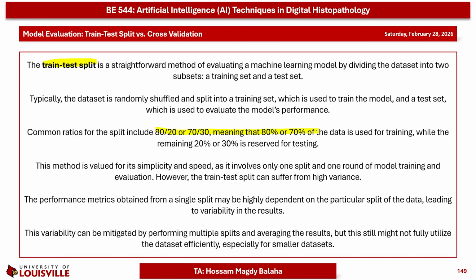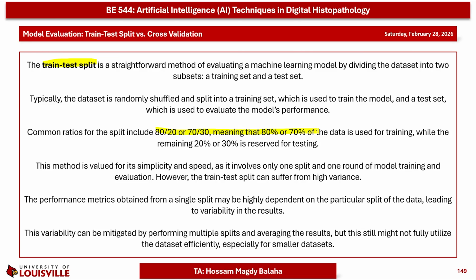So let's say that you have 1000 records or 1000 images. You can use a ratio of 70 to training, 30 to testing, or if you are splitting it into three subsets, you can use 70 for training, 15 for validation, and another 15 for testing.